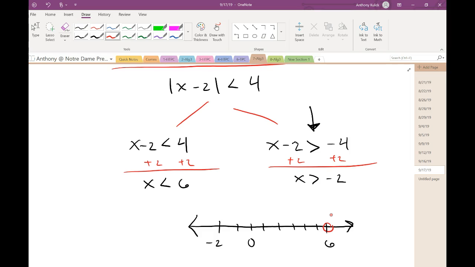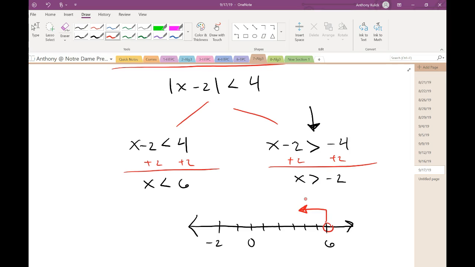Yes, Sierra? If it's greater or less than, it's always open. And then which way should my arrow be pointing? To the left or to the right? To the left, because that's where the things that are less than 6 live on my number line. Only if the variable's on the left-hand side. If you've written the variable on the right-hand side, then no. So it depends on where the variable is for that to be true.